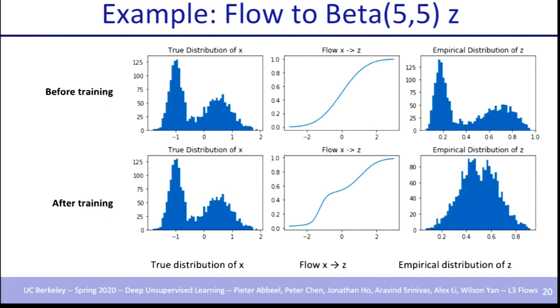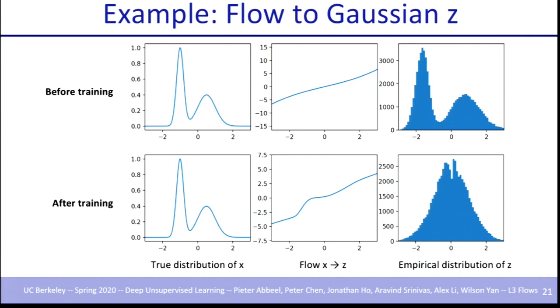You can also try to flow it to a Gaussian. So here, you actually don't have to worry about having your thing map between 0 and 1, because a Gaussian spans the whole real line. And so again here, initially, we see something that is near the identity function, just outputs something very close to the original, but then after training, it outputs something close to a Gaussian, which will have a much higher score. Any questions about these graphs before we move on?